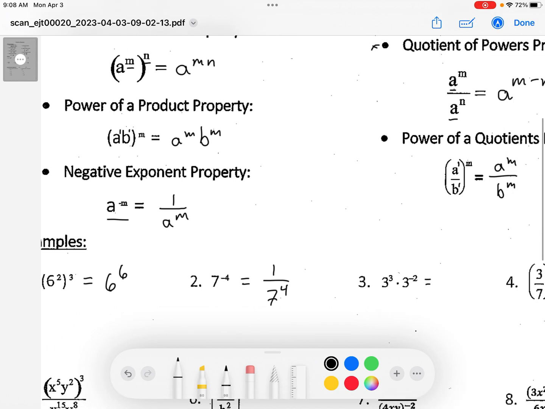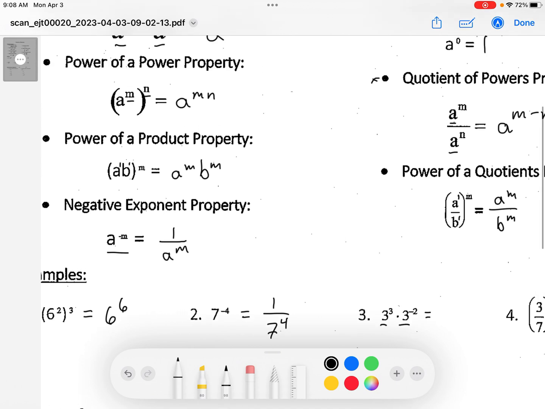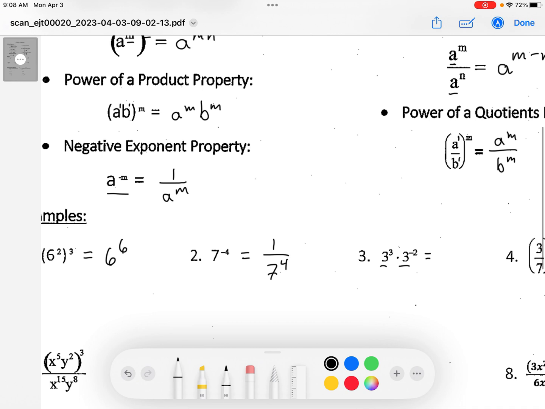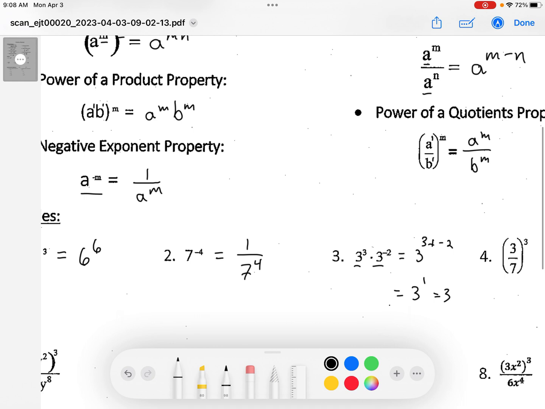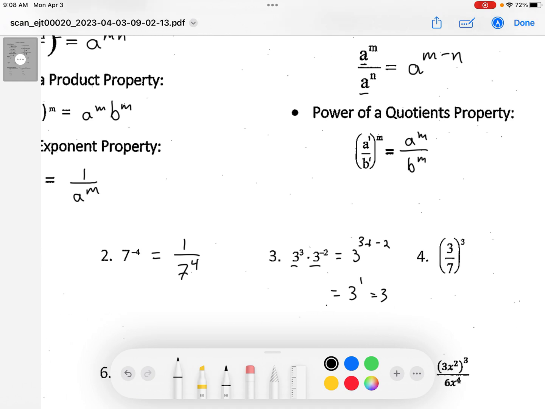Number 3, we're multiplying like bases. What do we do when we multiply like bases? We add the exponents. So that's 3 to the 3rd plus negative 2, which is 3 to the 1st, or just 3. Number 4 is just like this property right here. That's going to be 3 cubed over 7 cubed.